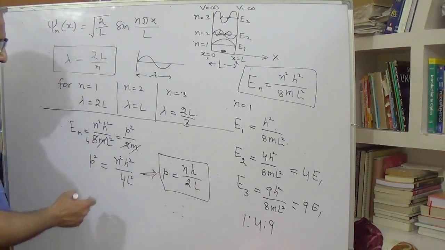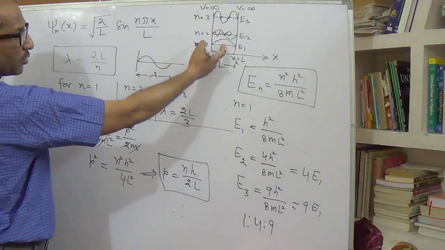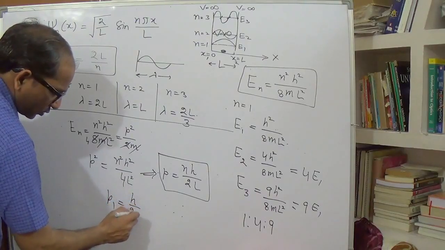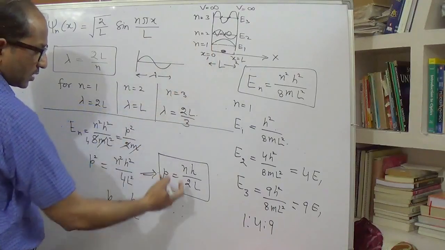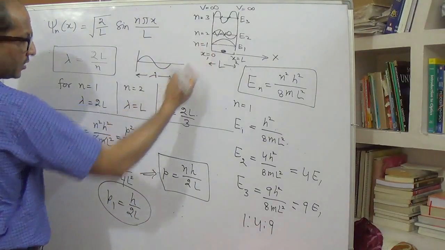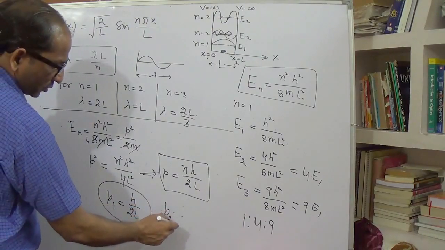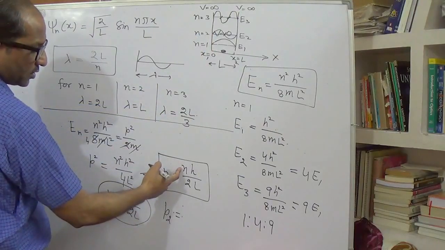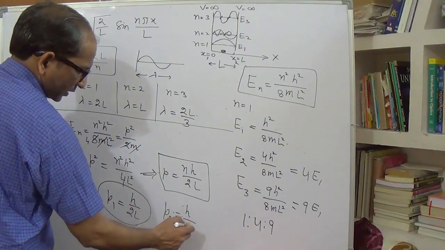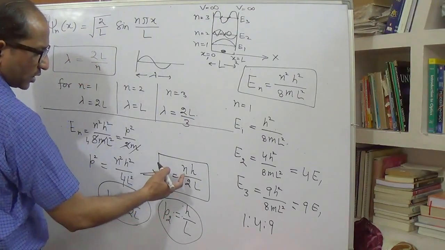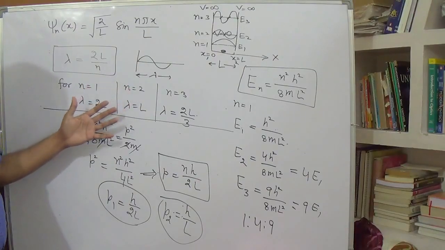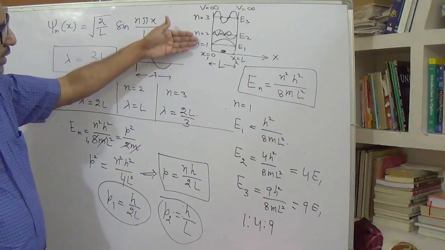So if I have to find out the momentum of this free particle corresponding to this state, then it will be P1. So P1 is equal to H upon 2L. N is equal to 1, the ground state, and H is Planck constant, L is the dimension. Momentum of this particle in the second state, N is equal to 2, is 2H upon 2L, and 2 cancels out, so P2 is equal to H upon L. And similarly for the third, N is equal to 3, so 3 by 2 H upon L will be P3. So in this way, one can find out the momentum of the particle in different energy states.